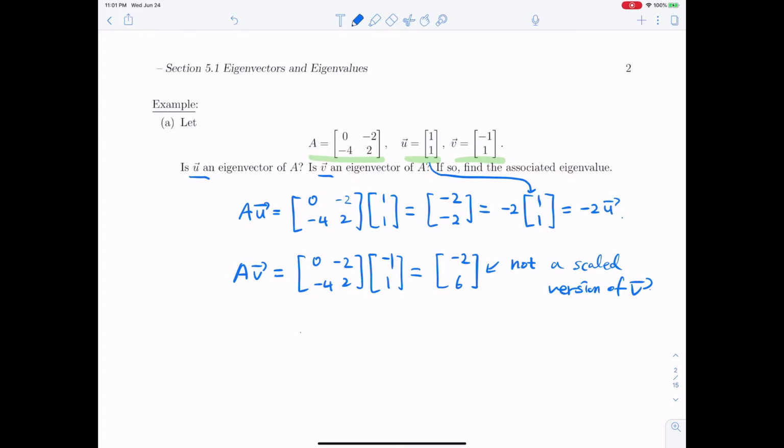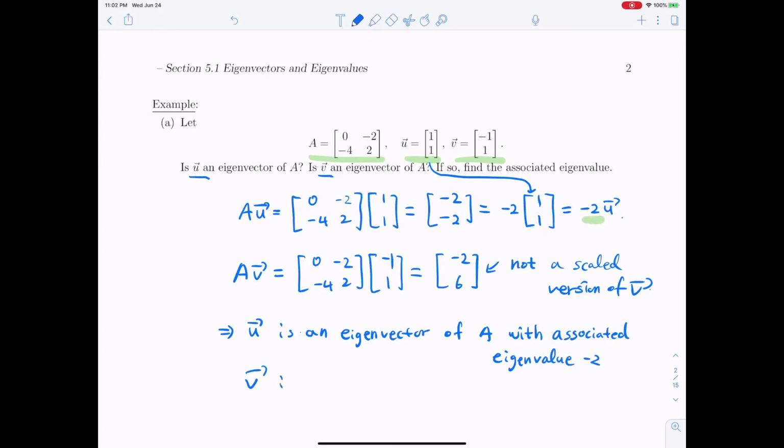So in conclusion, we can tell that the vector u is an eigenvector of A with associated eigenvalue equal to -2, but v is not an eigenvector of the given matrix.